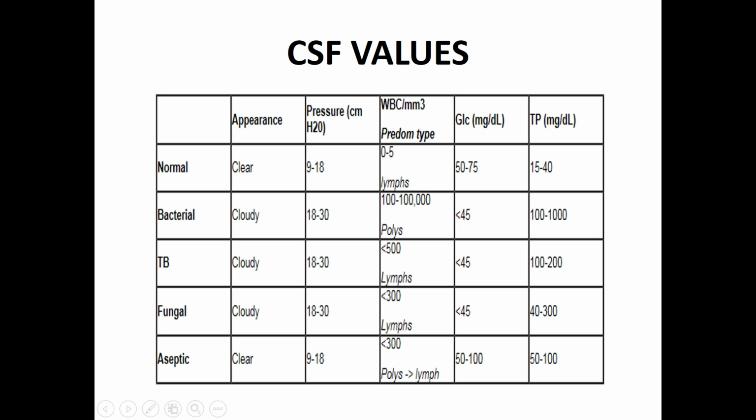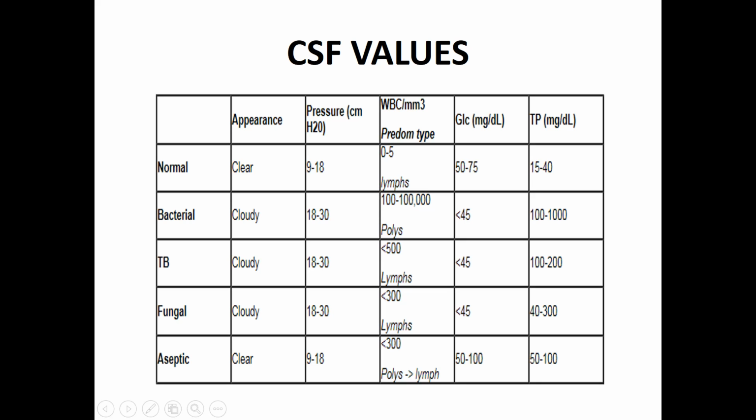This is the pathognomonic sign, or we can say this is the diagnostic indicator that the patient is suffering from a bacterial infection. So if you draw CSF from a patient, and the appearance is cloudy, the TLC count is more than 100 or up to thousands, the predominant cell is the neutrophil, and the glucose count is less than 45, then most probably the patient is suffering from a bacterial infection. The protein count is also increased, but sometimes it is normal in bacterial infection.